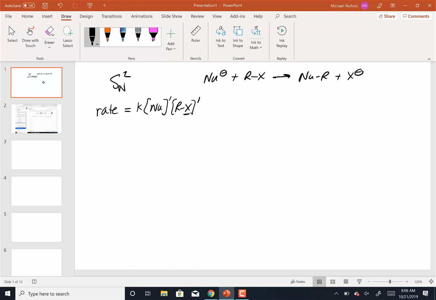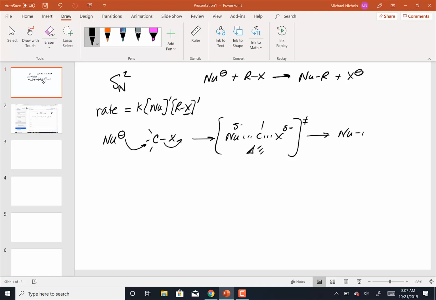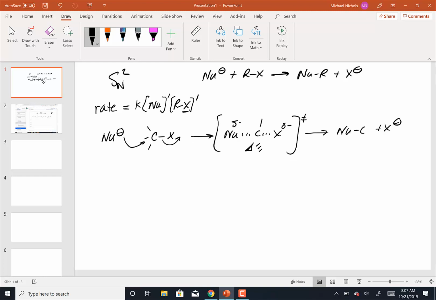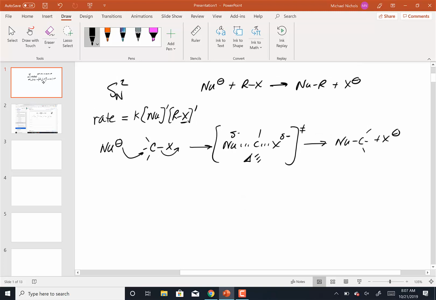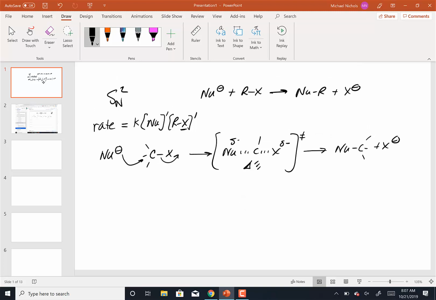It's a one-step concerted mechanism where the nucleophile will come in, attack the carbon, the leaving group leaves, we end up with a single transition state, which is going to be trigonal bipyramidal, and then we end up replacing the halogen. We're just reviewing the big things here. Or maybe it's more than review. Hopefully it's not more than review.